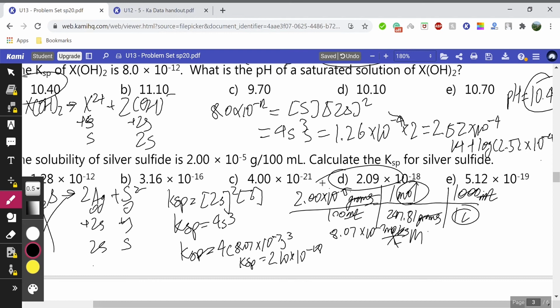And again, over here, because we're using S, and S is part of the concentration, that's why we did all this to convert grams per 100 milliliters to moles per liter, and then we can plug it into S to solve for our Ksp.